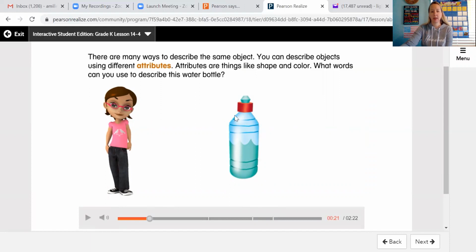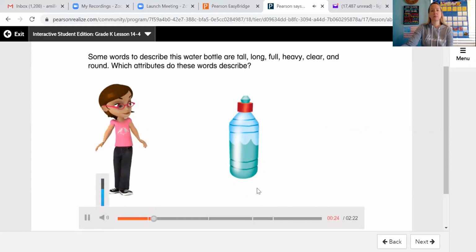I might say it's shaped kind of round like a cylinder. The colors are, it looks like it's kind of blue down here. It looks blue up here, but that might be water, so maybe it's supposed to be clear. If it's a water bottle, we know it's not real tall, so maybe kind of short. What do you think? Let's find out what the video tells us.